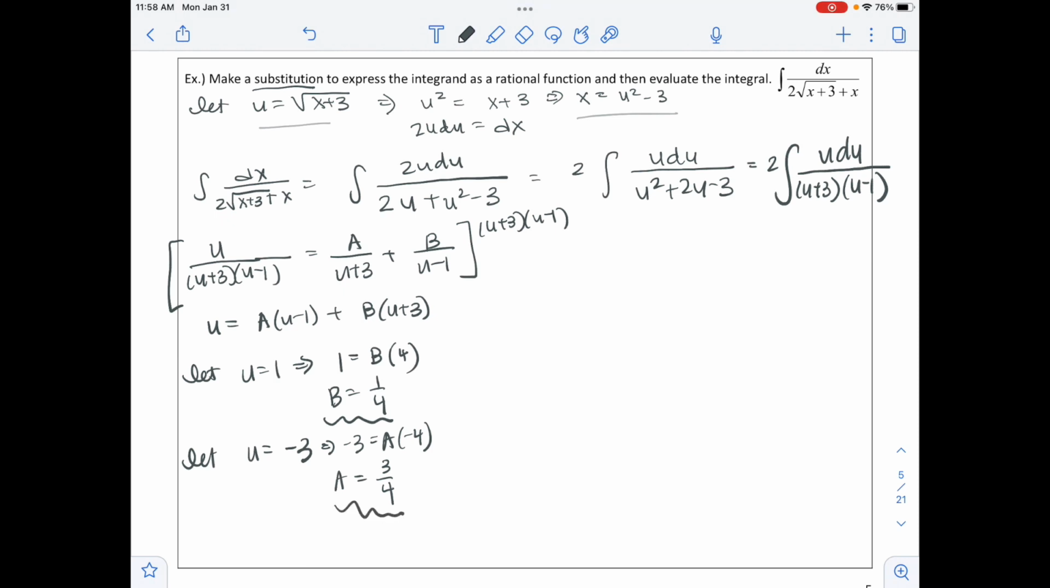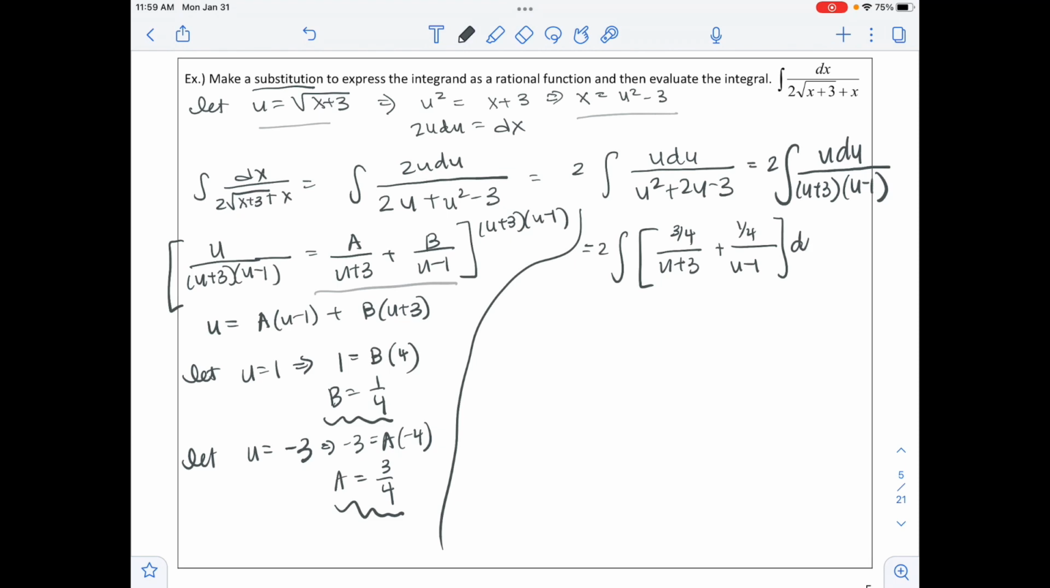So I have B and I have A. I want you to note that these are not nice whole numbers like we've been dealing with before, but it works exactly the same way. So from here we have a 2 out in front, and it's going to be the integral of A over u plus 3, so we have A, which is 3/4 over u plus 3, plus B, which is 1/4 over u minus 1, du.